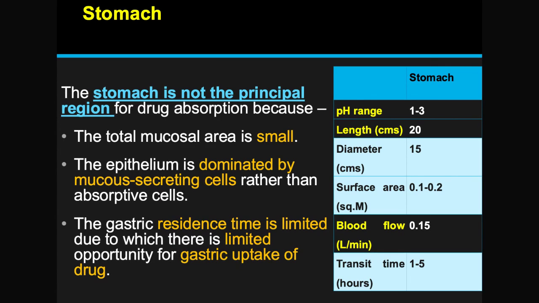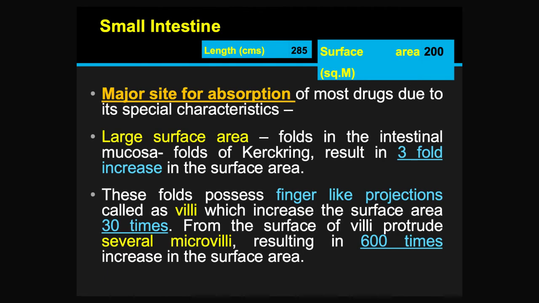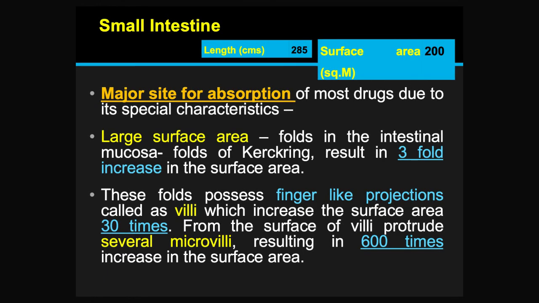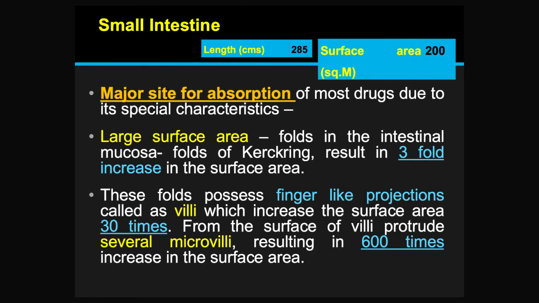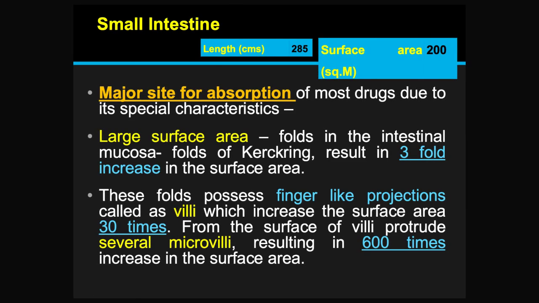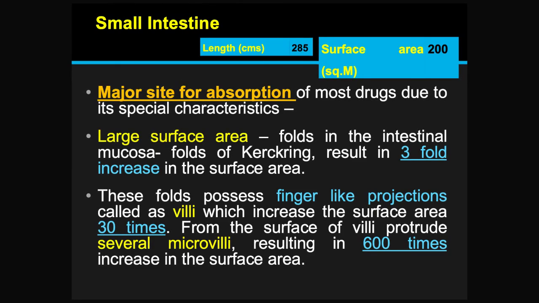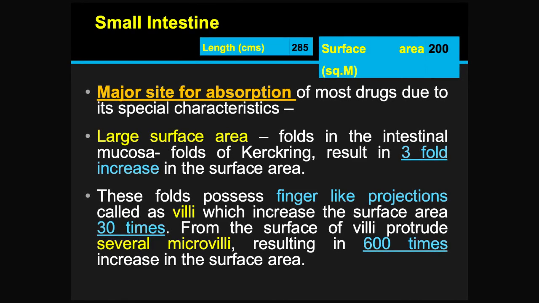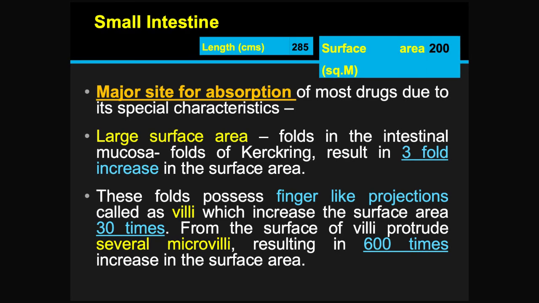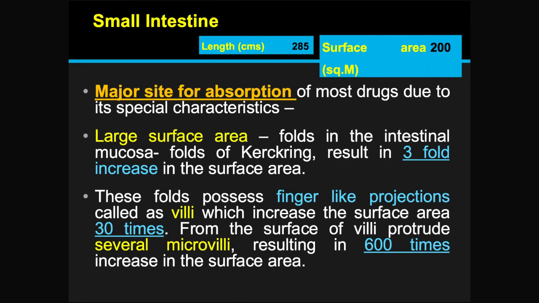achieving systemic bioavailability. Observe the astronomical jump in surface area to 200 square meters, a magnitude achieved through a hierarchy of anatomical amplifications within this 285-centimeter stretch. This structural expansion begins with the folds of Kirkring providing a threefold increase, which is then compounded by the finger-like villi that amplify the area by a factor of 30.